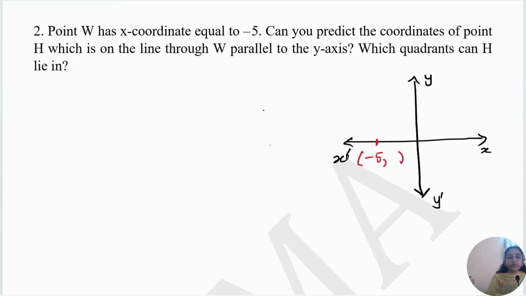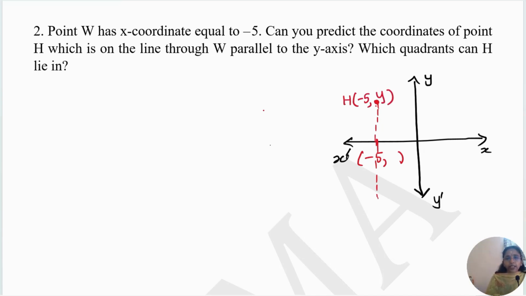Okay. Suppose if y value is positive, it is in the second quadrant. We are having first and second quadrant, we are having y value positive. So if I am drawing a line parallel to y-axis through the point -5 as given in the question, then if your y value is positive, then our H value will be -5 comma positive y.